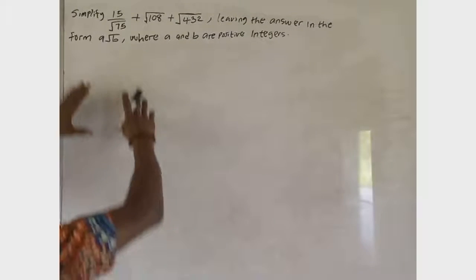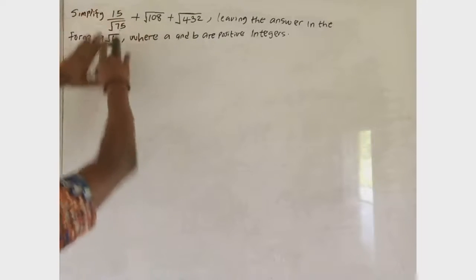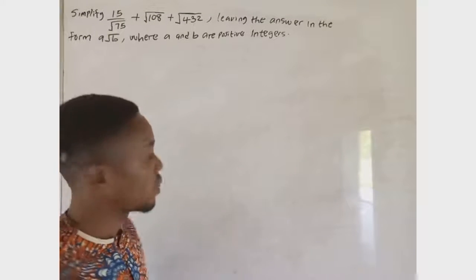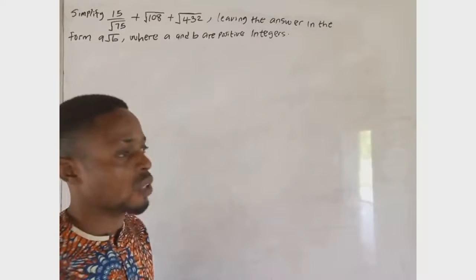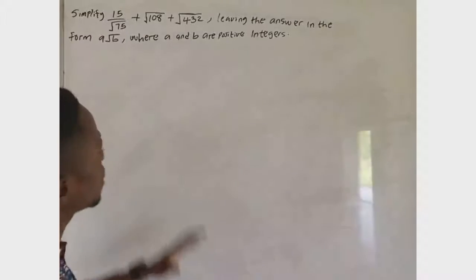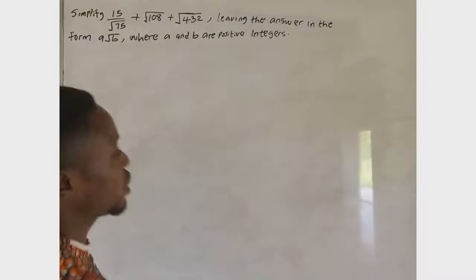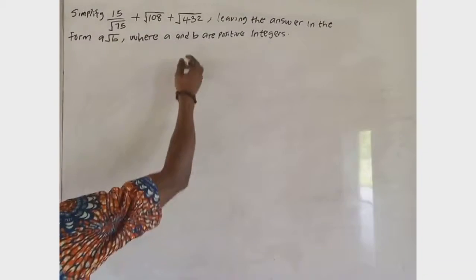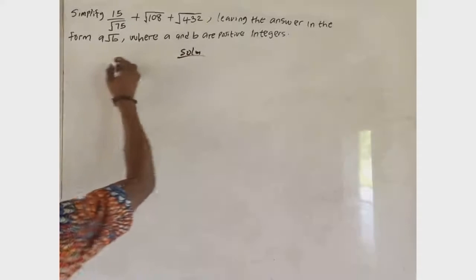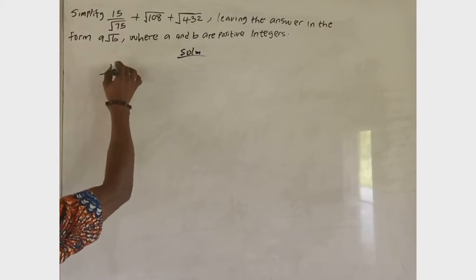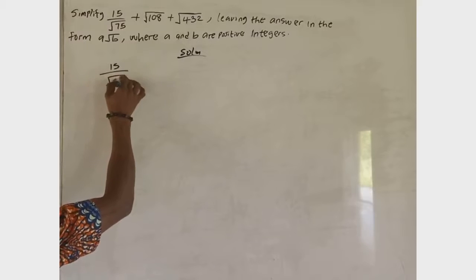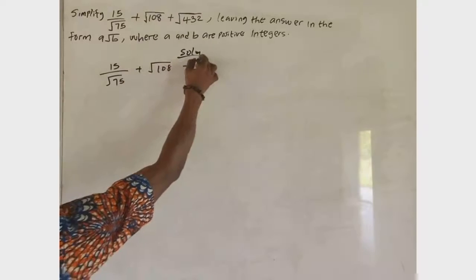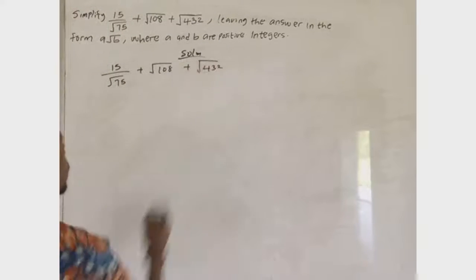So in this case, if you look at root 75, it does not have a perfect square root, so it is a surd. But if you check it very well, we have the basic form of surd. Before we go on, let me write it out. We have 15 over root 75 plus root 108 plus root 432.